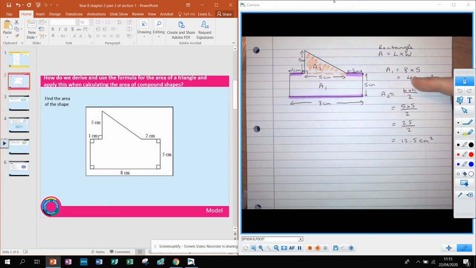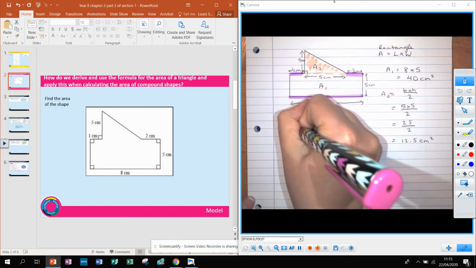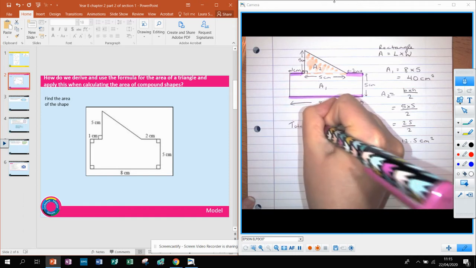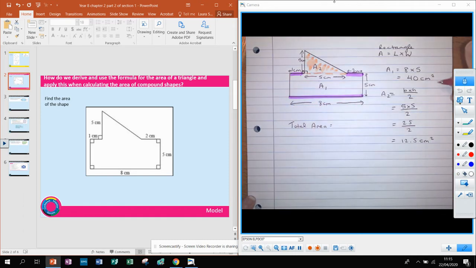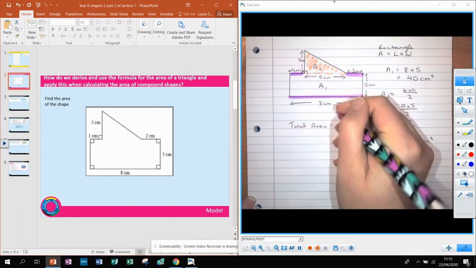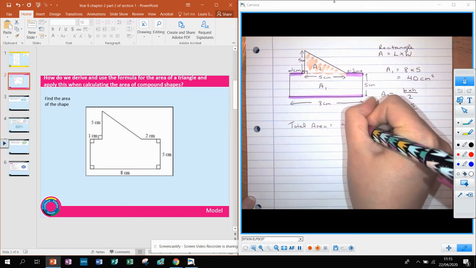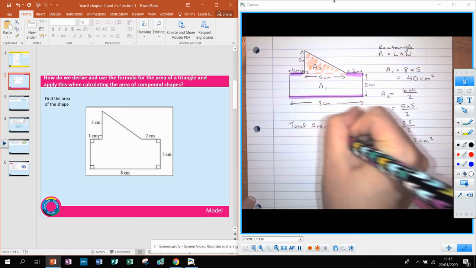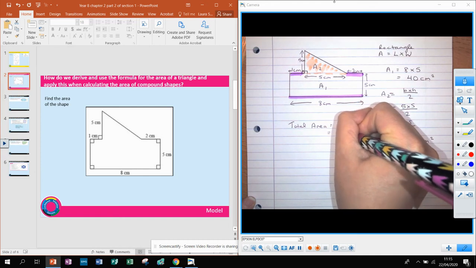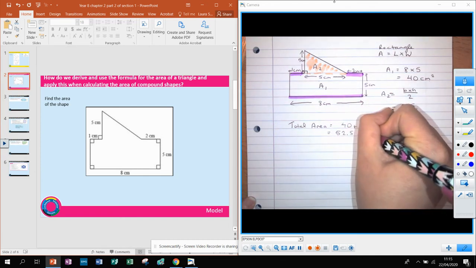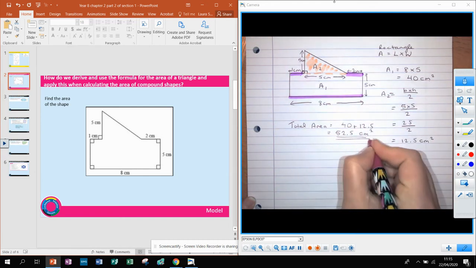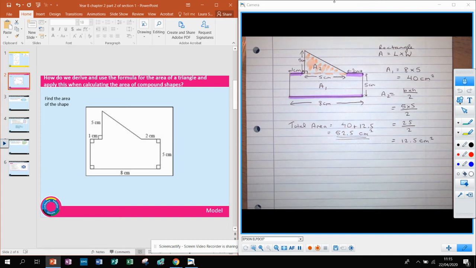You're not finished yet because we found both areas separately. To finish the question, we have to say that the total area is equal to the sum of those, so that's 40 plus 12.5, which is equal to 52.5 centimeters squared. And that finishes off that question.